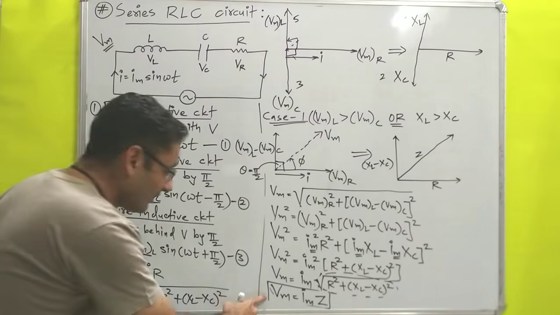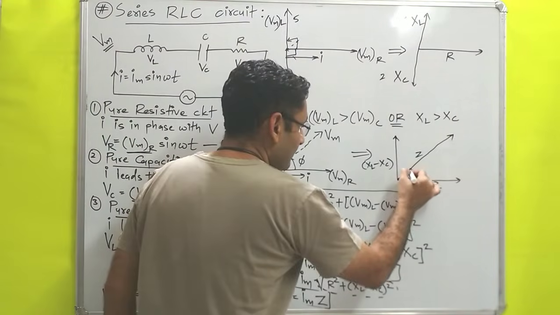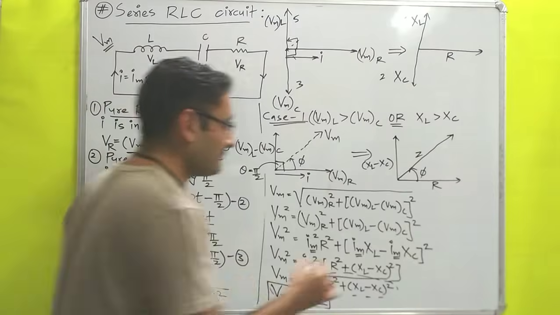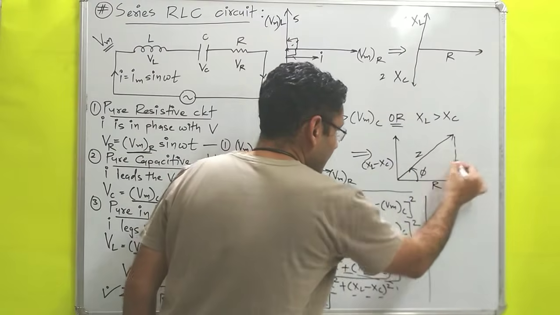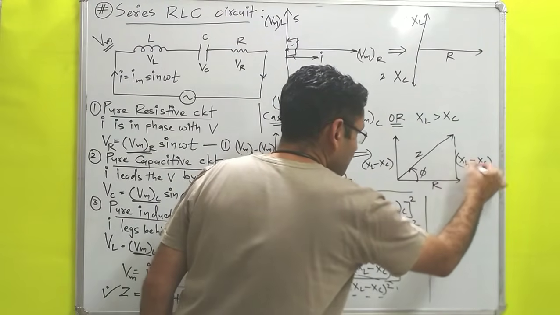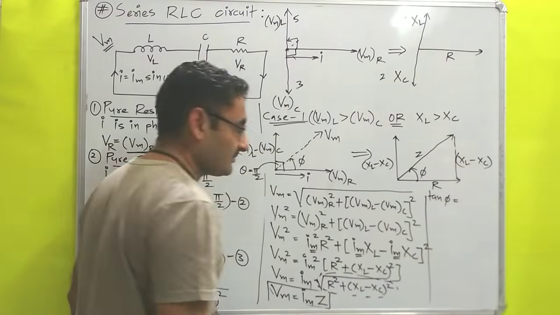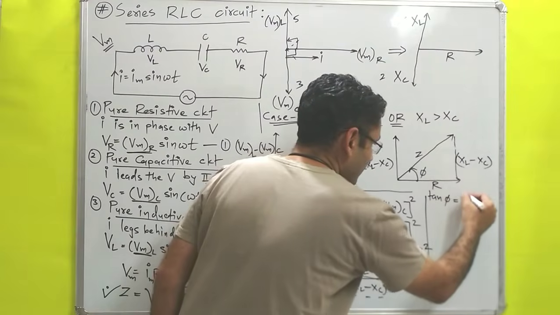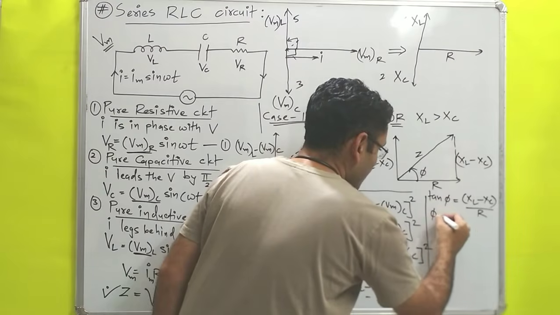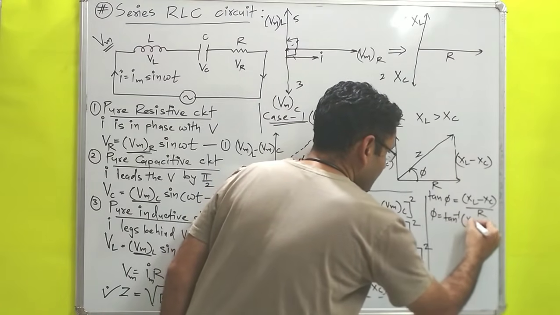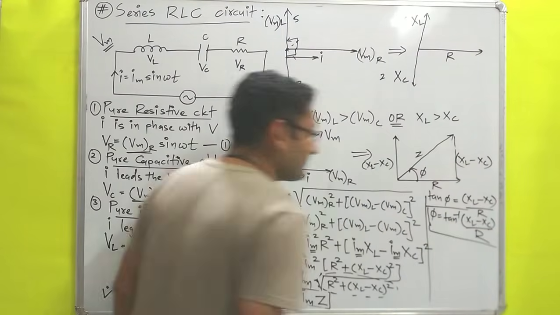Okay, now that is the magnitude. Now if you want to find out the direction, meaning at which angle, phi, for that purpose, in this diagram we will draw one line. That line is XL minus XC. From that, if I want to find the value of tan phi, tan phi is perpendicular by base. Perpendicular is XL minus XC, and base is R. So phi is equal to tan inverse of (XL minus XC) divided by R. That will indicate the direction.